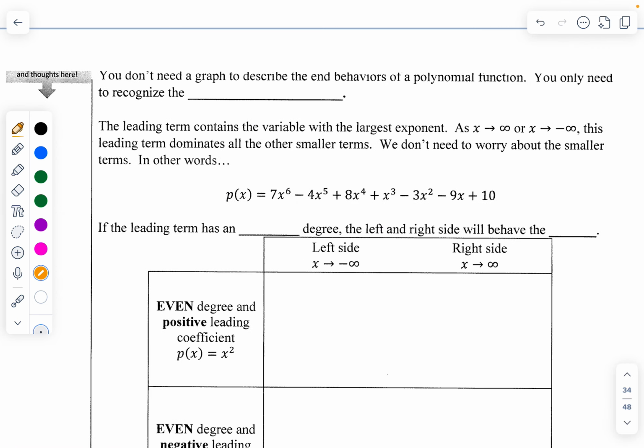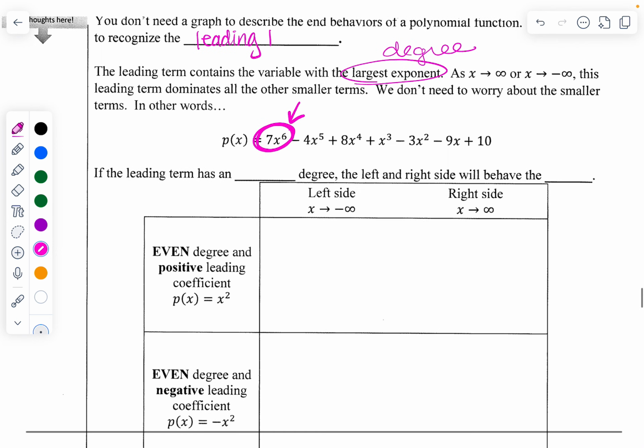Okay, you don't need a graph to describe the end behaviors of the function. You only need to recognize it, and we've talked about it before, but the leading term, right? So if I don't know what the graph looks like, I can know what it will look like based off its polynomial. And the leading term, remember, is the largest exponent, aka the degree. Okay, so depending on what this does, going left or right, this is the only one that matters. So if the leading term has an even degree, the left and right side will go the same way.